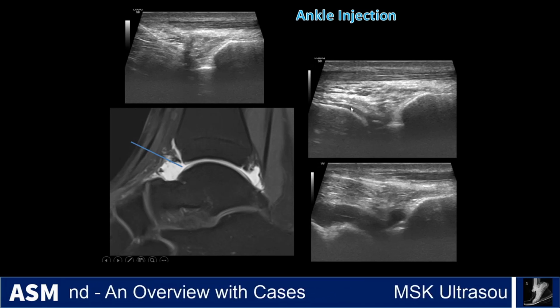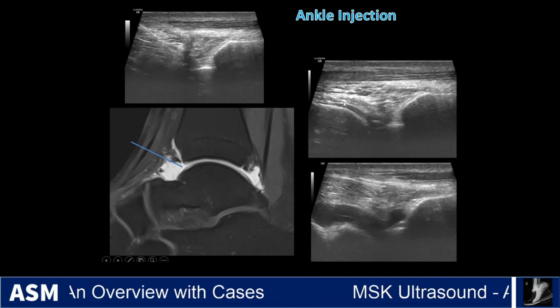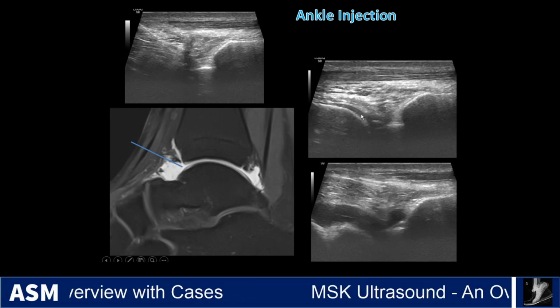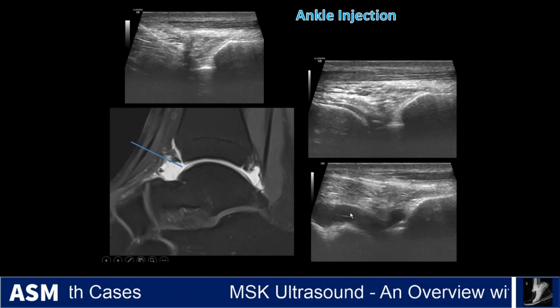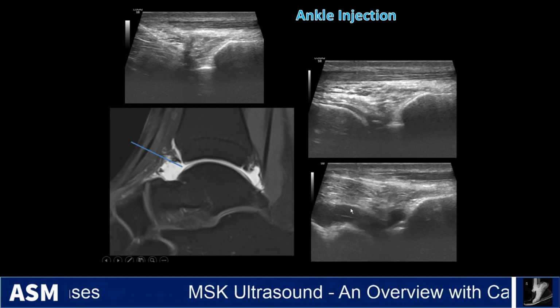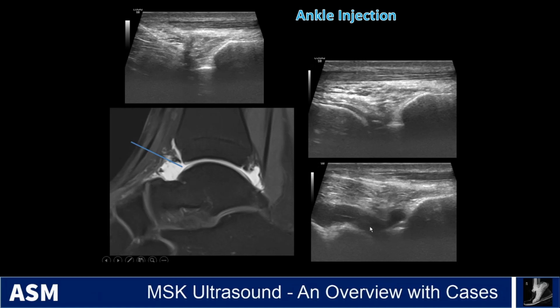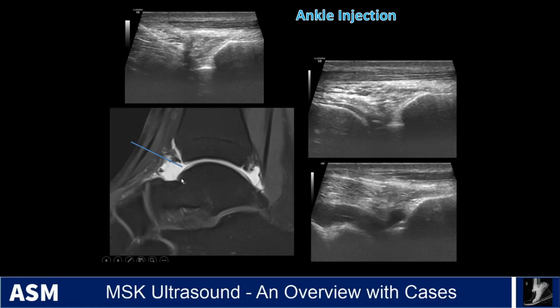see before the injection the fat and the joint synovial tissue right on top of the cartilage of the talar dome here, and after I inject you see that the capsule is lifted up here. So this is the fluid I've injected into the joint coming all the way around here, and this is the fluid we just injected.